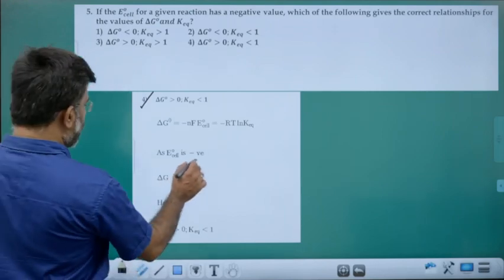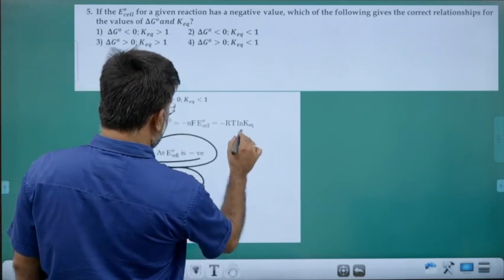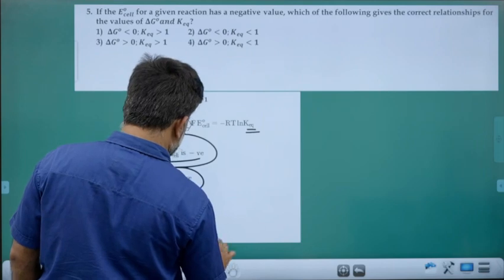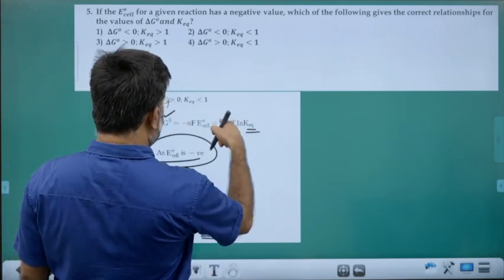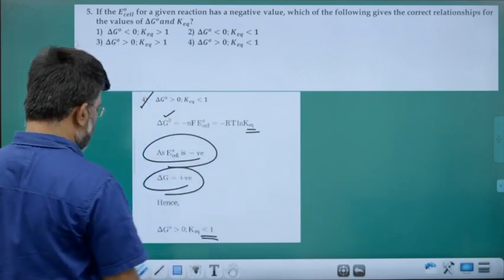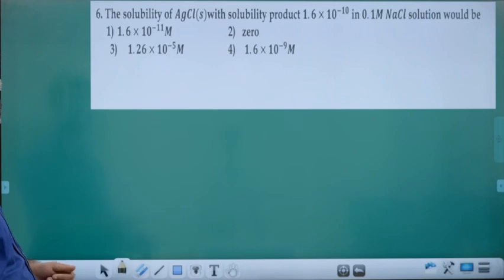You see, this is negative. This is negative means this is positive. This is positive means K equilibrium will be less than 1. K equilibrium less than 1 means log K will be negative. So minus of minus, delta G becomes positive. Okay, next question.